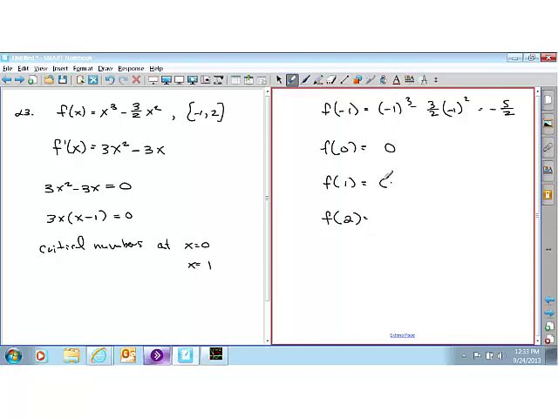If we stick in 1, we're going to get 1 minus 3/2, which would be -1/2. And then if we stick 2 in there, we'll get 2 cubed minus 3/2 times 2 squared. So that's 8 minus, so we're going to have 3 times 2 times 2 divided by 2. So that's the same as just 3 times 2. So we're going to have 8 minus 6, which is 2.